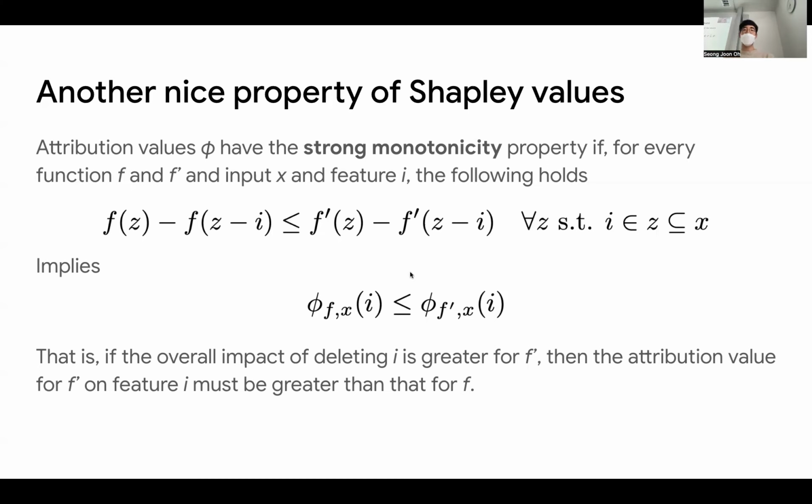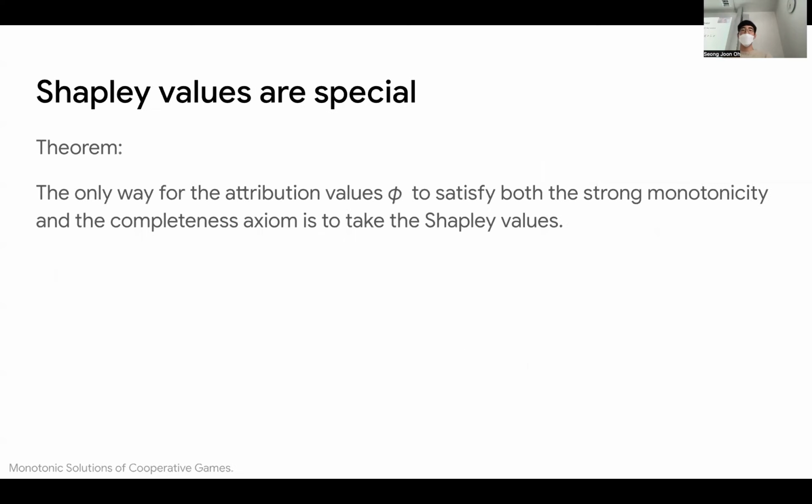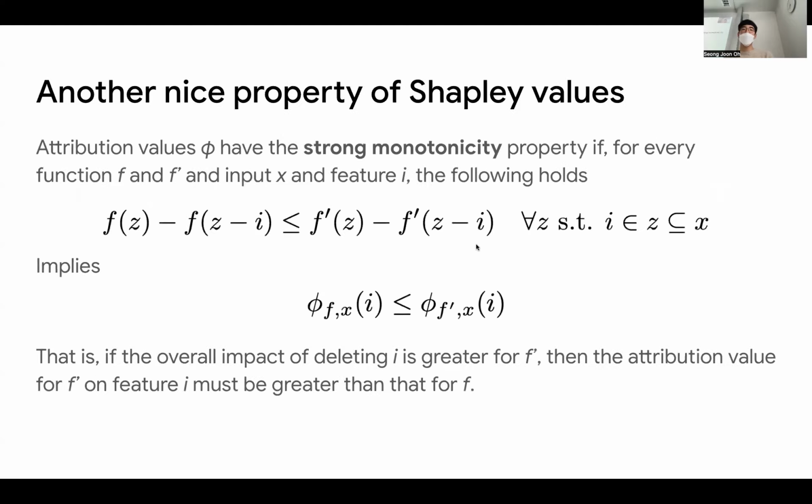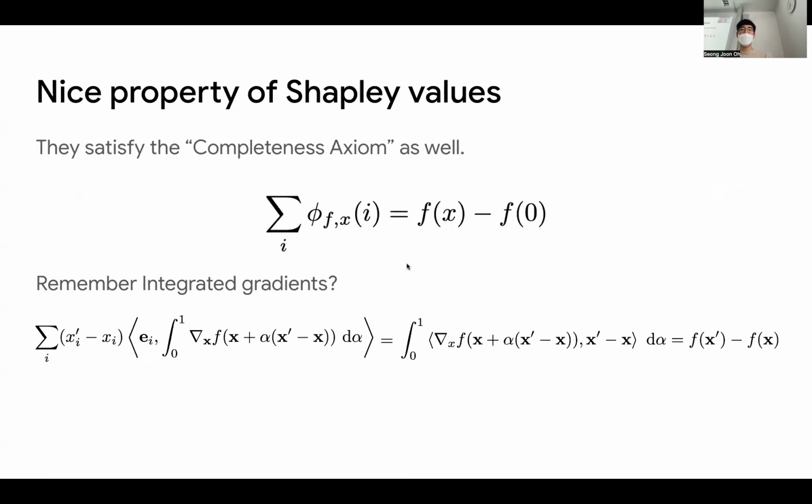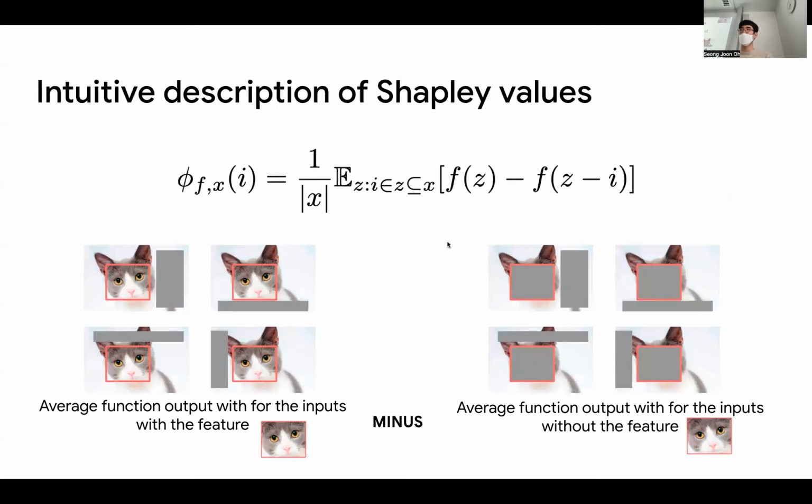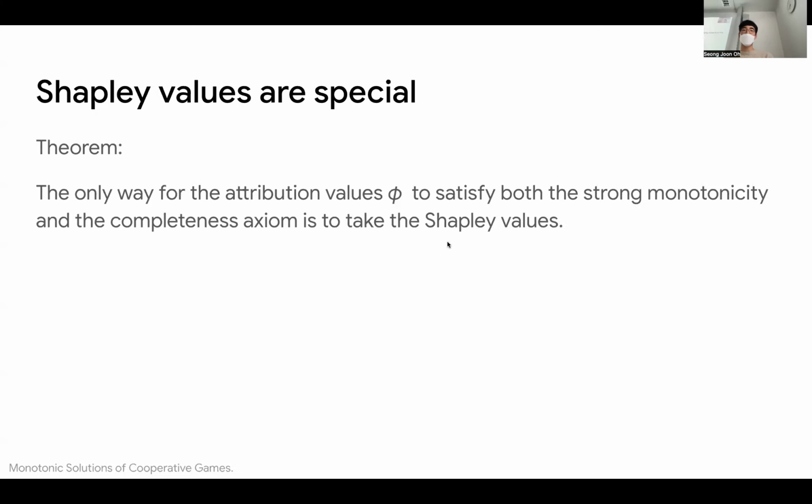And this holds, and the converse is also true, meaning that the only way for some attribution value, phi, to satisfy both the strong monotonicity and the completeness axiom is to take the Shapley values. So if you wish to have this and this, then this is the right equation that you're looking for. So that's one of the theorems from some game theory literature that I put here.